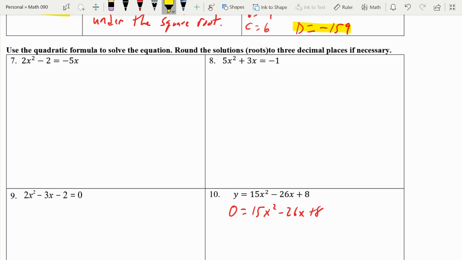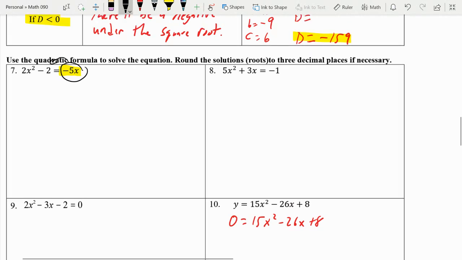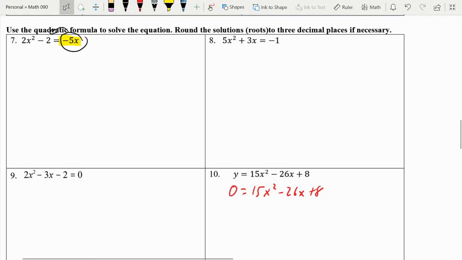All right, so last recording. If we look at number 7, you'll notice that it's not equal to 0. Well, all you're going to do is just take this, move it over, and we want it in standard form, so ax squared plus bx plus c. That's right. So we end up with 2x squared plus 5x minus 2 equals 0.